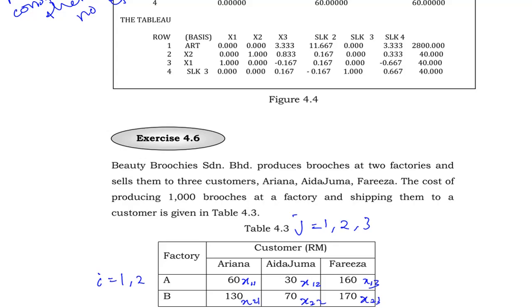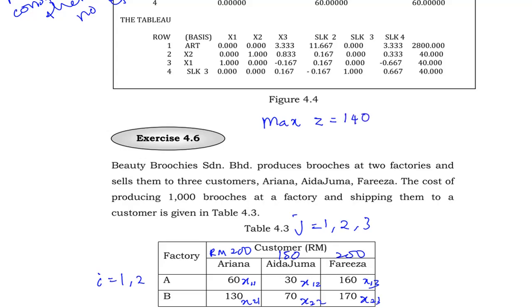So Ariana pays 200 for each unit of X11, Aida Juma 150 ringgit and Fariza 200 ringgit. Okay, and the cost is 60 here, meaning that we want to maximize the profit. So maximize Z equals to, Ariana pays 200 and the cost is 60. Therefore, for each unit of X11, the profit is 140.